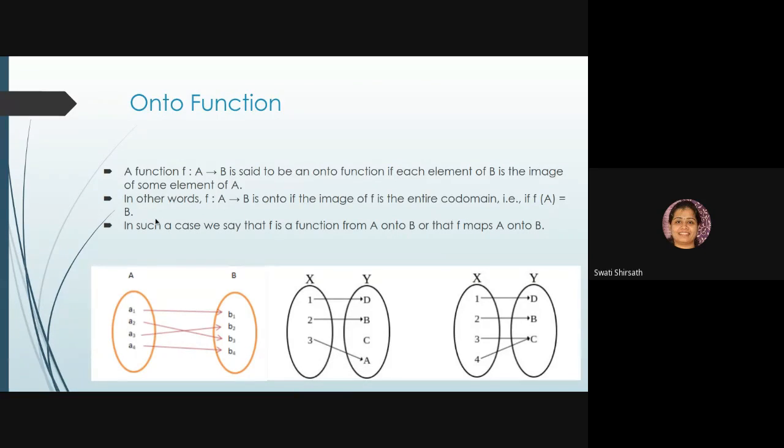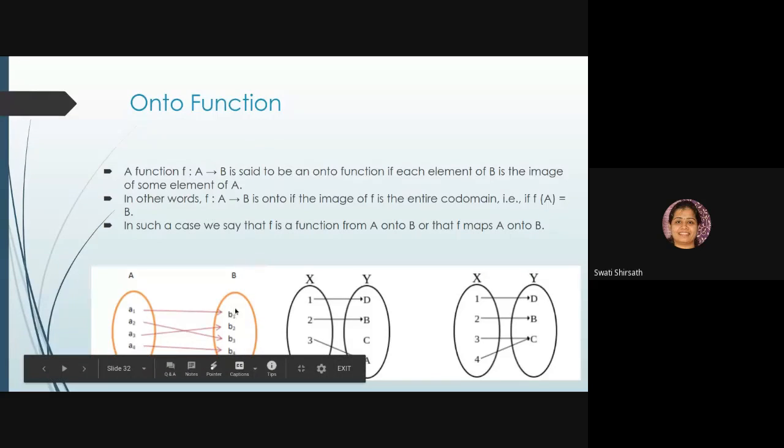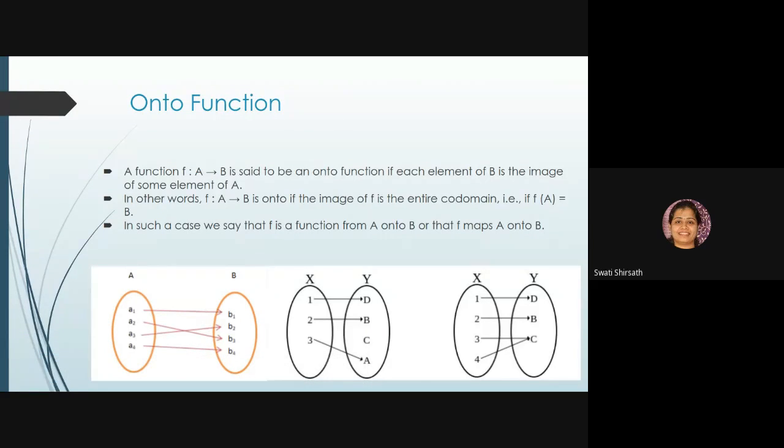ठीक है, in one to one function we used to get f of A is equal to f of A dash. Okay, in this case we will get f of A is equal to B. In such cases we say that f is a function from A onto B, or that f maps A onto B. You can read it like that also. Okay, so tell me whether this first function is onto function or not.